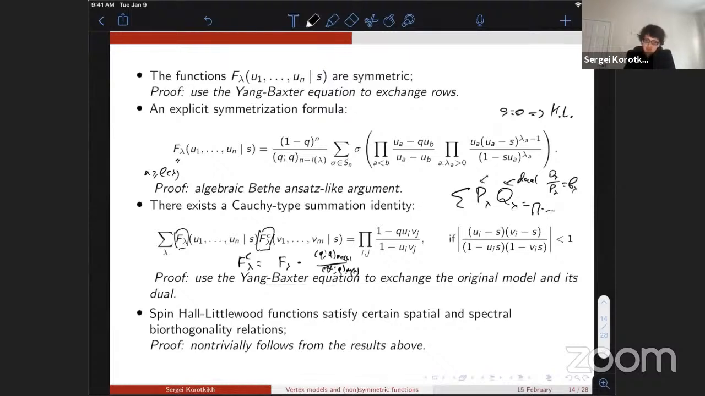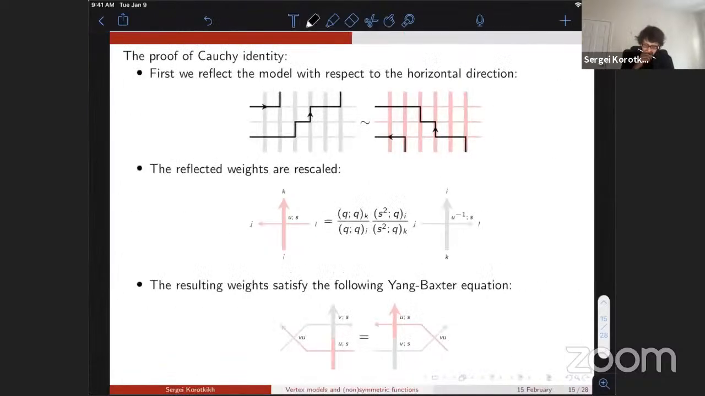So the story here is similar. We have actually two functions, the original functions and the dual functions, which will differ by certain rescaling by a constant, by some scalar. So let me tell you how to prove such a Cauchy identity using Yang-Baxter equation.